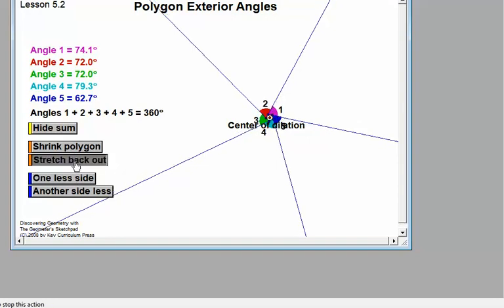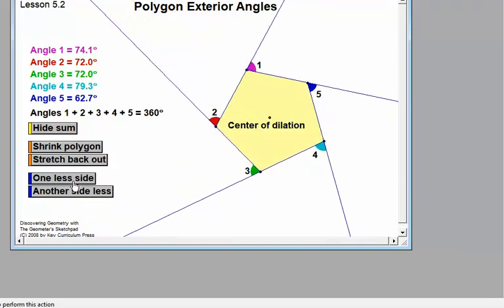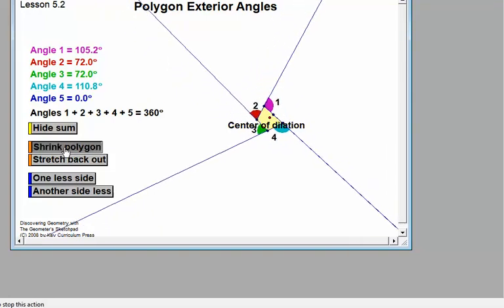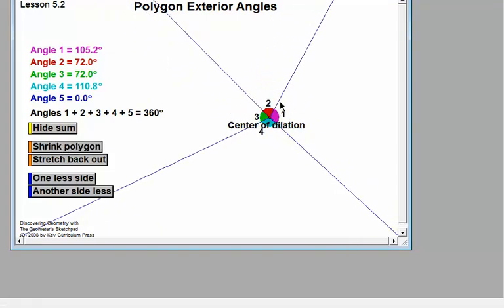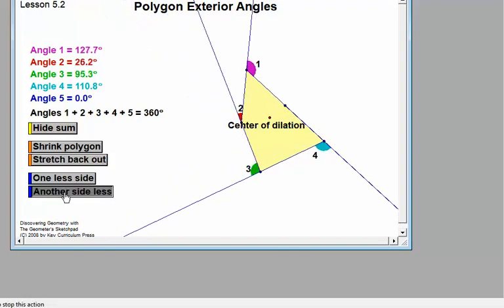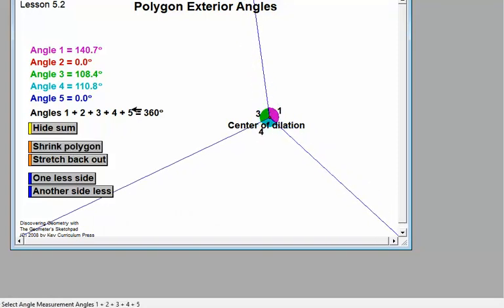All right, let's stretch the polygon back out. Let's take away one side. So now we have a quadrilateral, and again, I'm going to shrink the polygon. 1, 2, 3, 4. It goes up to 360, it makes a circle. And let's stretch the polygon back out. We're going to take away one more side here, make it into a triangle, and we're going to shrink the polygon. And if you add those 3 angles up, they give you 360 degrees.